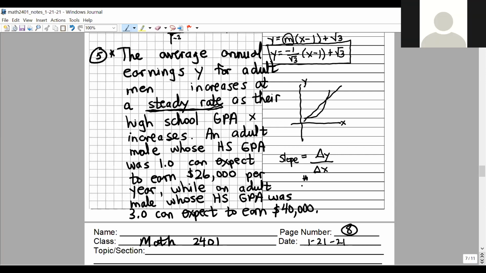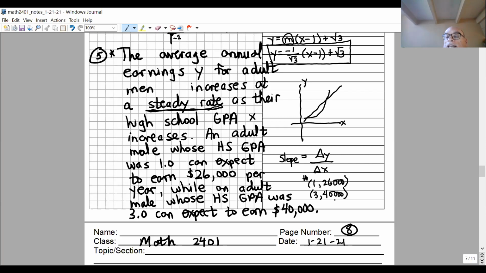Yeah, we have 1 point, with 1 point GPA, we have 26,000. And what's the next one? 3 point GPA is going to be 40,000. There you go. So we know 2 points on the line, right? So that means now we can calculate the slope. Remember, the way you compute change in Y is Y sub 2 minus Y sub 1, the Y coordinates of 2 different points on the line, divided by X sub 2 minus X sub 1, the X coordinates of those same 2 points on the line.